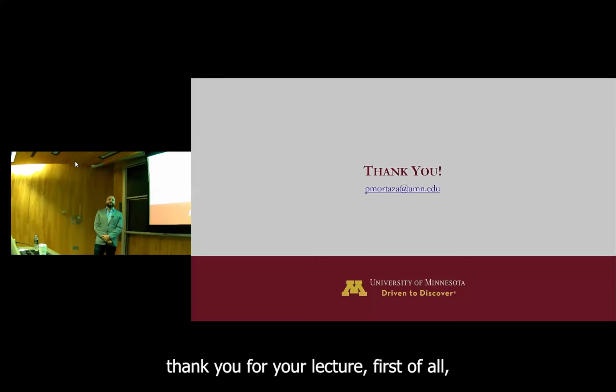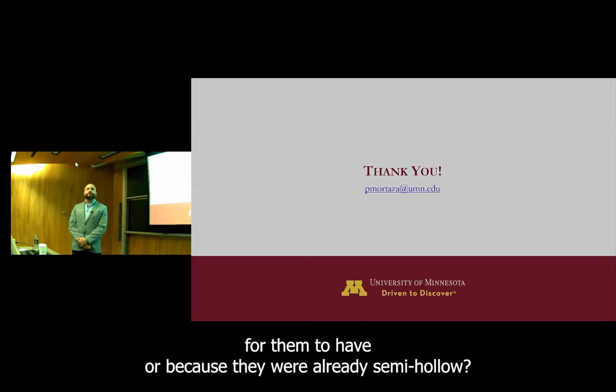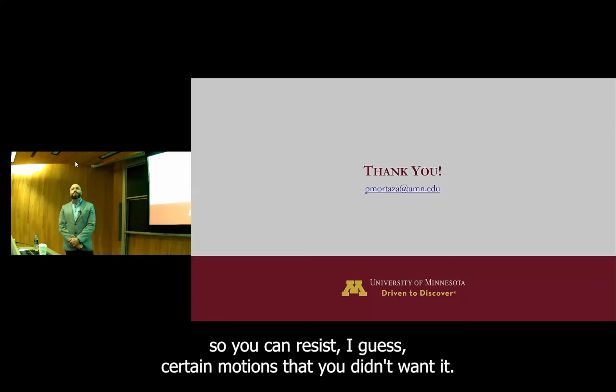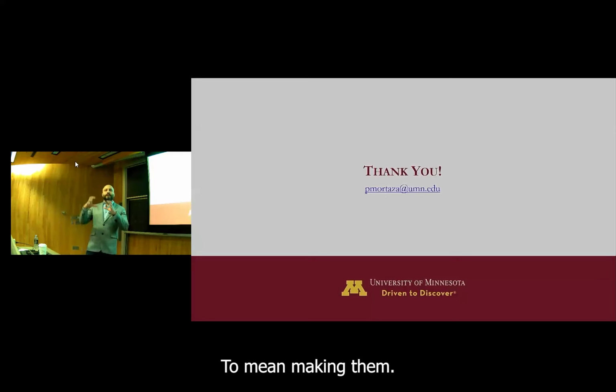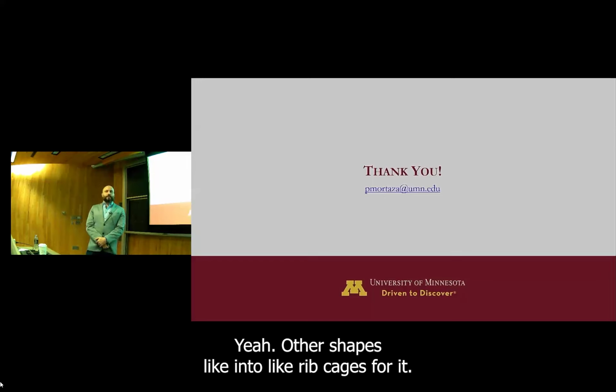Thank you for your lecture, first of all. Because the EBFs were cast, and they were already semi-hollow, was it ever considered for them to have any form of internal structure so you can resist certain motions that you didn't want it to? You mean making them solid? Instead of solid, consider other shapes, like rib cages, for example.